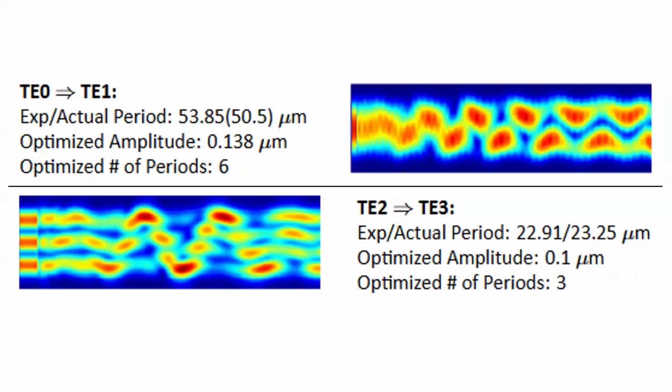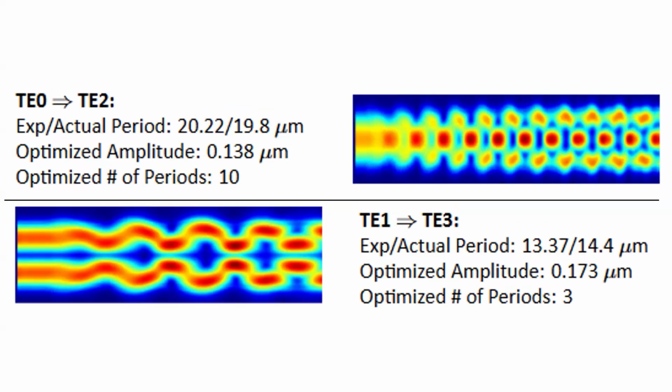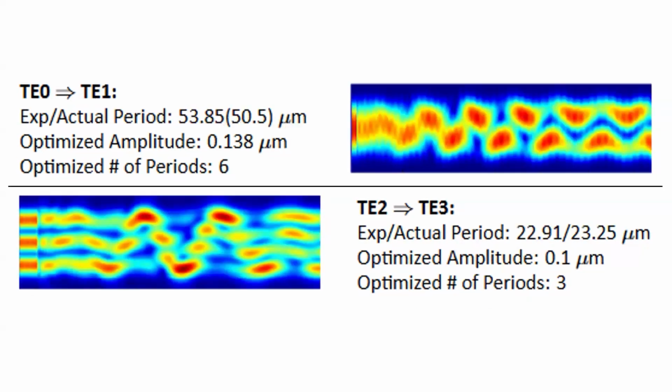We also saw this for TE0 to TE1 and TE2 to TE3. These are not as good conversions, as you can tell from how not as nice they are compared to these. One thing I'd like to point out, though, is that in TE0 to TE1, you can actually see a little bit of the perturbation of the waveguide due to the bumps in the edges of this section right here.